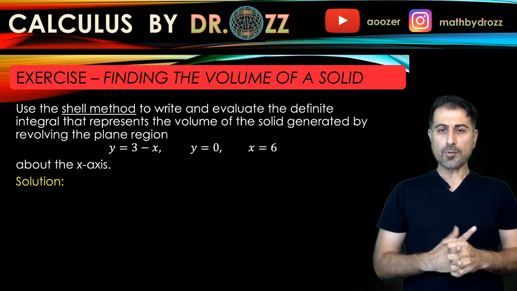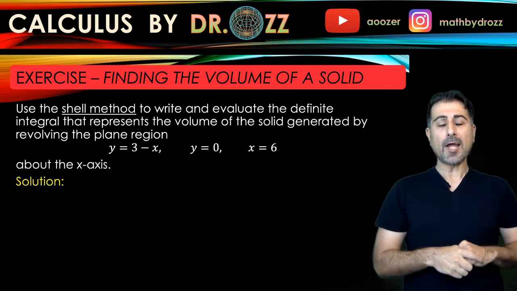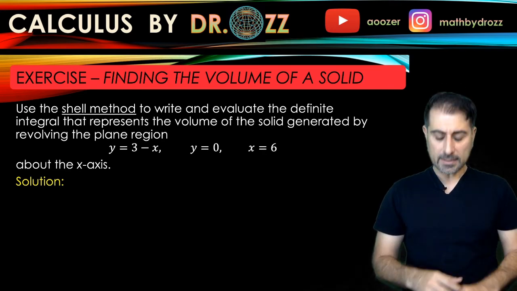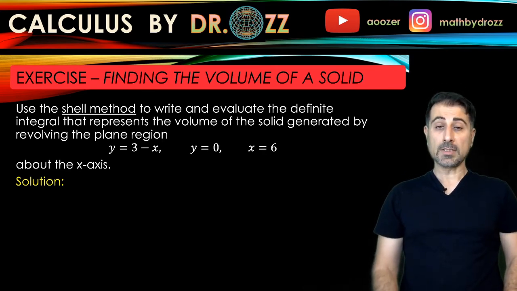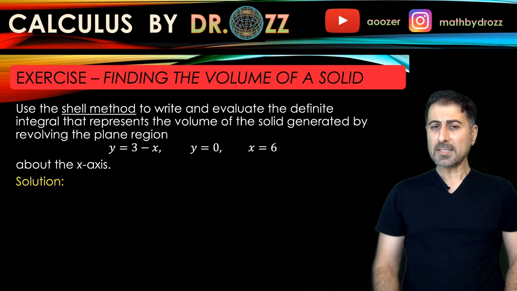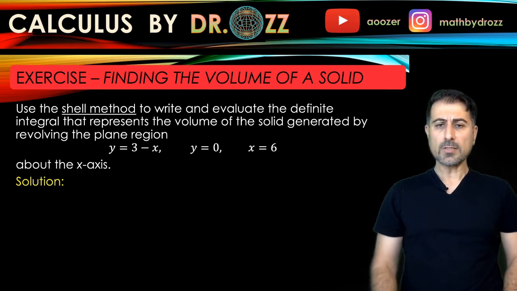So we have y equals 3 minus x, a line. We have y equals 0, which is the other name of the x-axis. And we also have x equals 6, a vertical line. At this moment, let's go back and see what the region looks like, even though you're going to see all the details within the video.